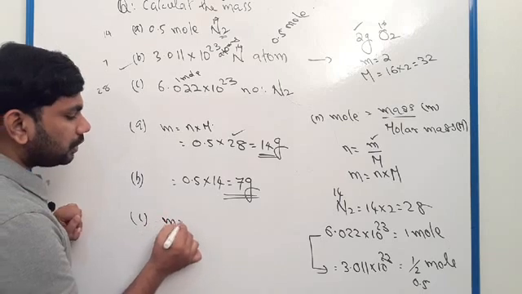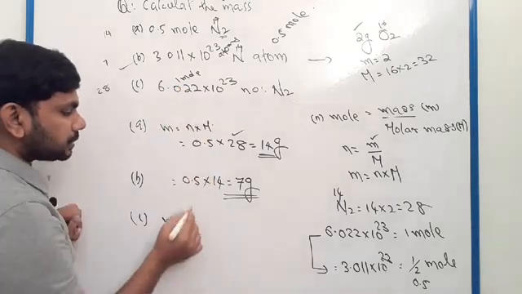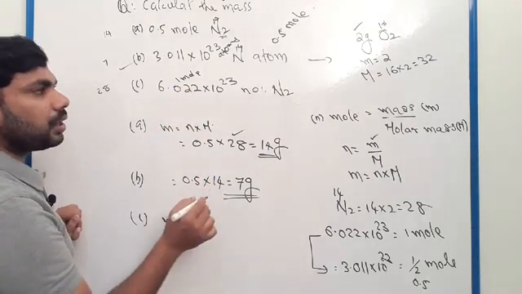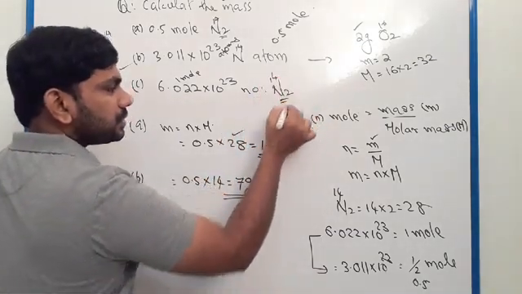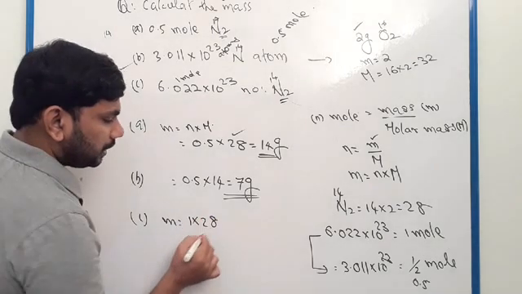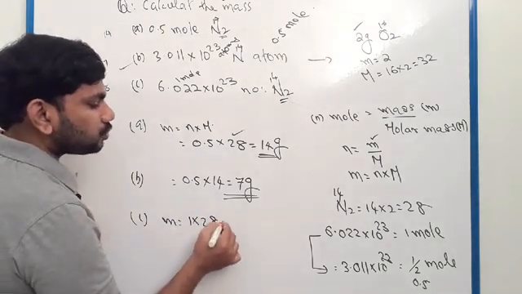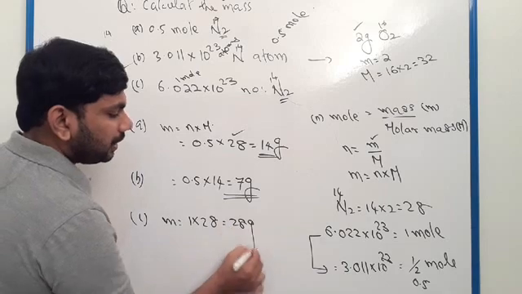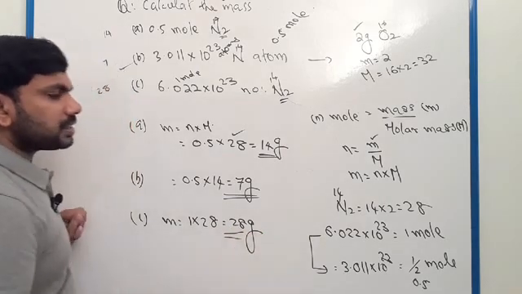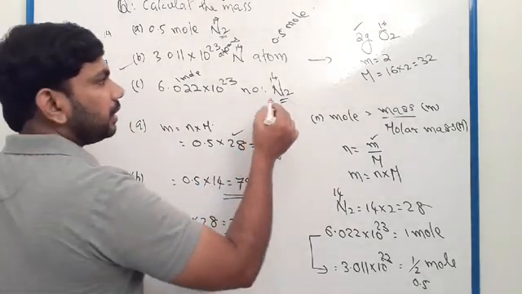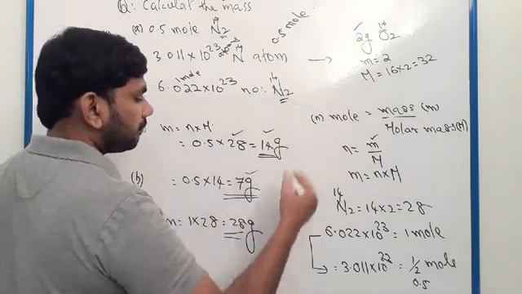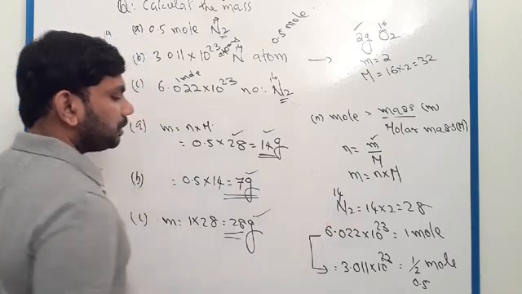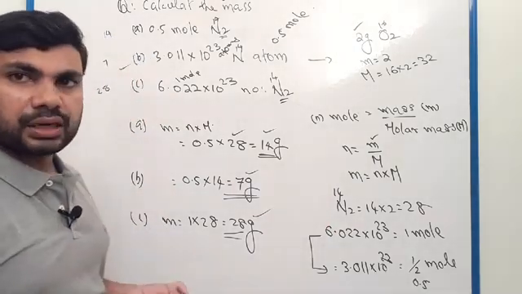Mass is equal to number of moles times molar mass. Number of moles is 1. Here it is again N2, so 14 times 2 will be 28. So mass is 1 times 28, so 28 gram. This is the answer. So here the first answer is 14 gram, then 7 gram, and the third one is 28 gram. So you can solve it like this.